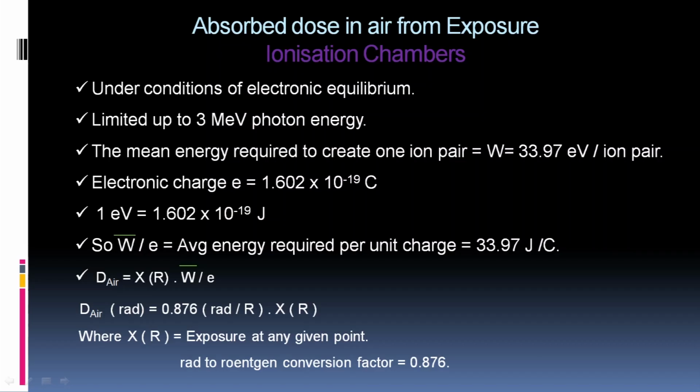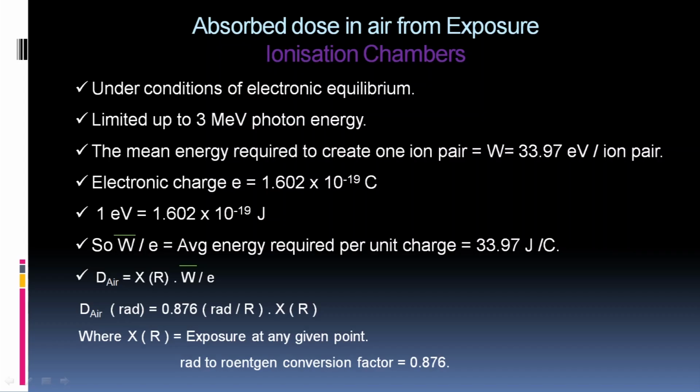We have discussed how to measure the exposure in air, but we need information on the absorbed dose, meaning the energy imparted to the medium. Here the medium is air, so how do we convert the meter reading of an ionization chamber in terms of Roentgen or milliroentgen, or coulomb per kg, to the absorbed dose in air? So this is the absorbed dose calculation in air from exposure.